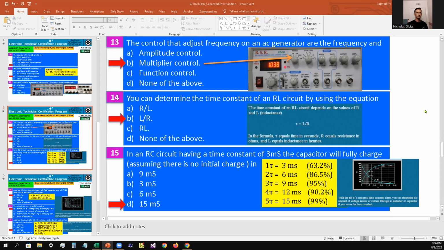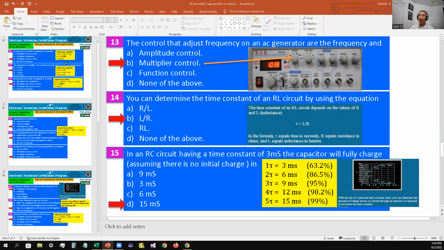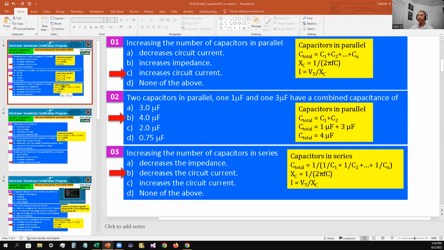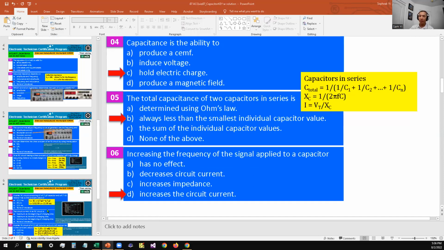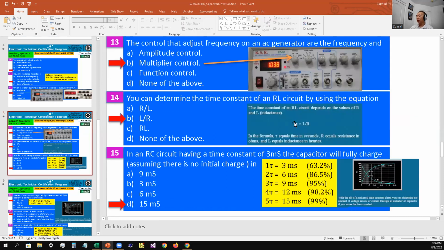I have a question on 14. Okay, Nicholas, go ahead. If that was a capacitive circuit, would it be time equals C over R? For a capacitor, the time constant equals R times C, the resistance times the capacitance. So T here is L divided by R for the inductor, and it's just the opposite for the capacitor.